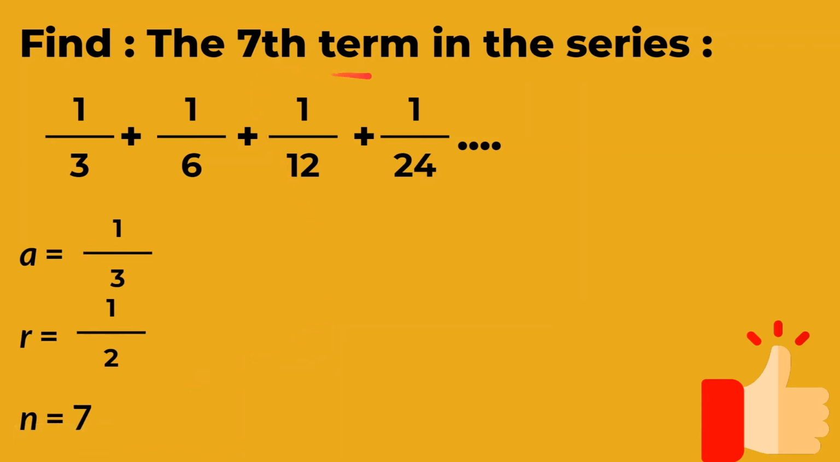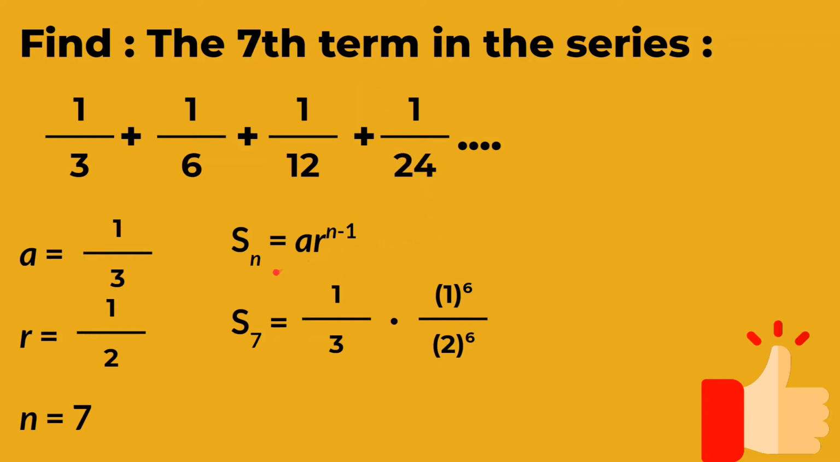So here n is 7, and then we'll plug in the values into the formula. The formula is: the nth term of a series is equal to a into r raised to n minus 1. So the 7th term of the series is equal to 1 upon 3, that is a, into 1 upon 2 whole raised to 6, because 7 minus 1 is 6, and since we have seen in exponents that a upon b whole raised to m is equal to a raised to m upon b raised to m. So 1 raised to 6 is 1, and 2 raised to 6 is 64. So we have 1 upon 3 into 1 upon 64, that is 1 upon 192.